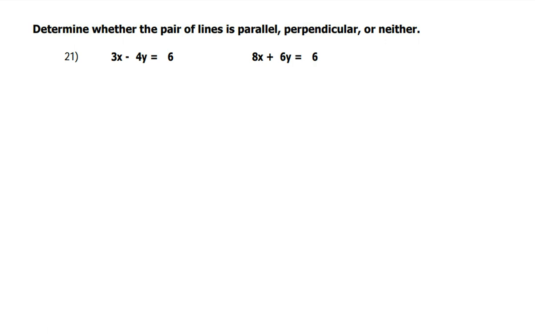They want you to figure out if these two lines are parallel to each other, perpendicular to each other, or neither of those two things. Now, parallel lines have the exact same slope because they run side by side to each other. So, for example, if I had y equals 2/3 x plus 1, and I had another equation y equals 2/3 x minus 2, you can see they have the exact same slope.